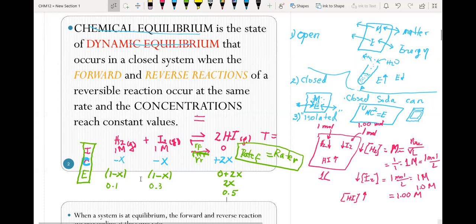You can do anything here. Once the system is at equilibrium, you can change concentrations, you can change the pressure. You can add this, you can take out this, you can add more of this. The system will try to reach equilibrium again, and these concentrations will show up again. They will remain constant at that temperature, as long as you don't change the temperature.